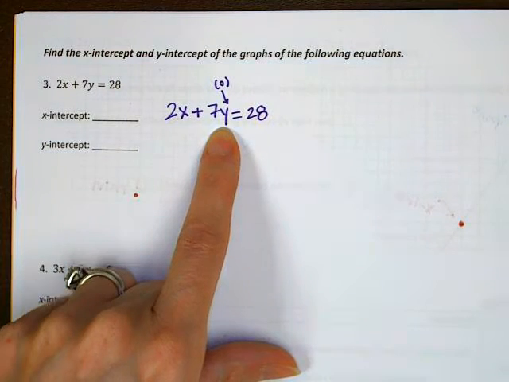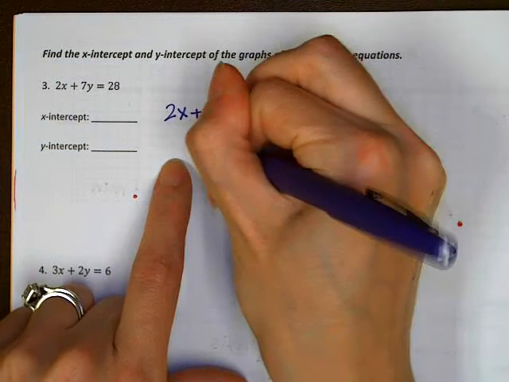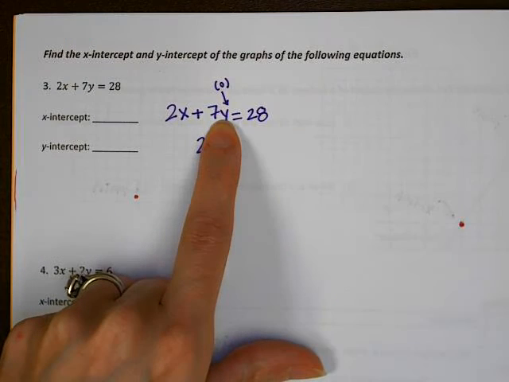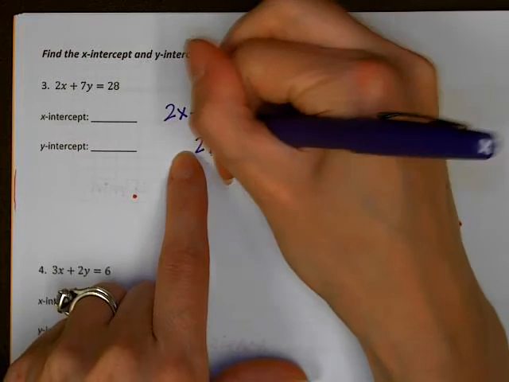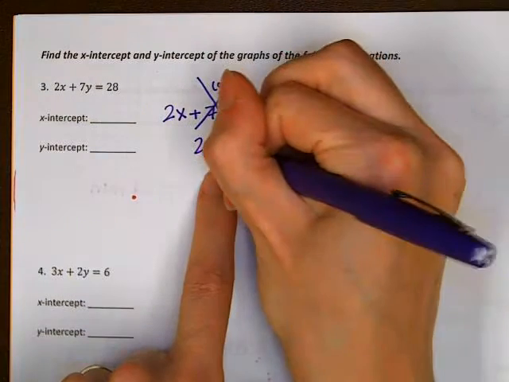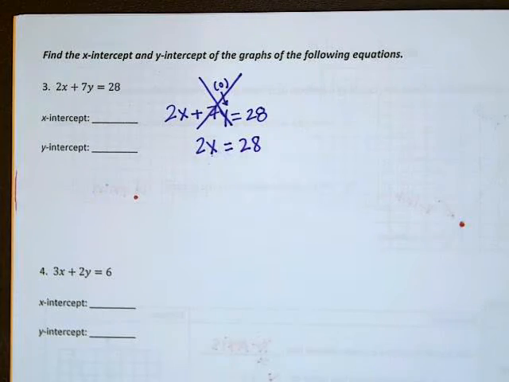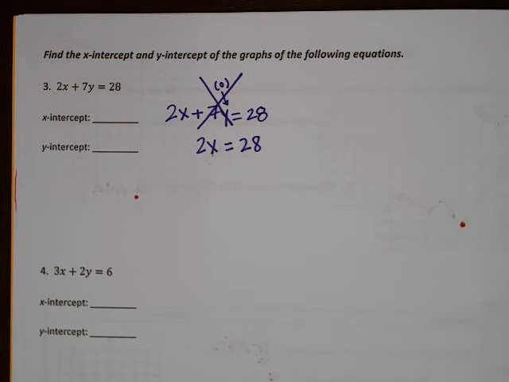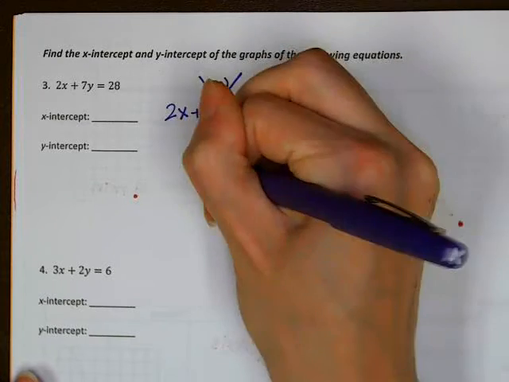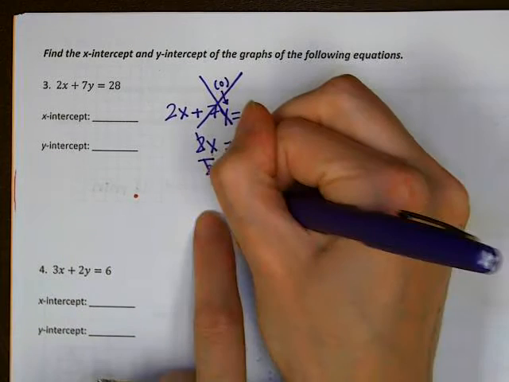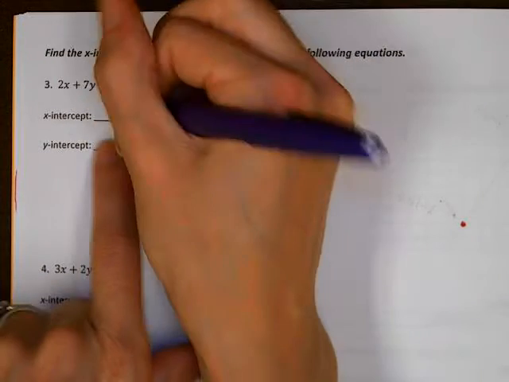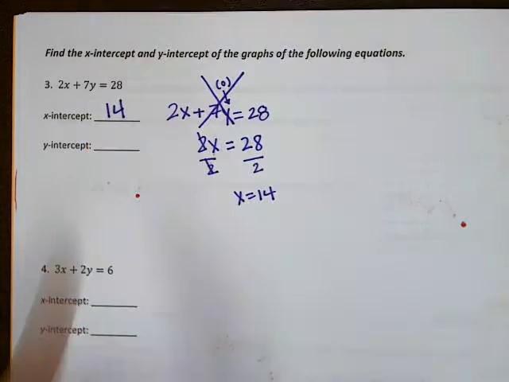let's rewrite what we have. We now have 2x, but what's 7 times 0? Isn't that just 0? So it kind of just eliminates this whole thing. So now we just have 2x equals 28. And then can't we just solve for x? Divide by 2, divide by 2. And 28 divided by 2 is 14. Okay, so the x-intercept ends up being at 14.